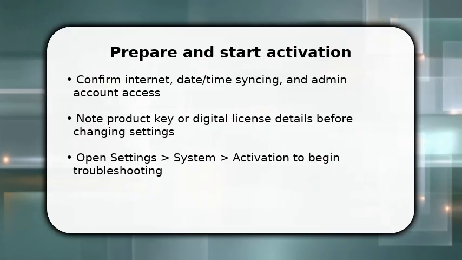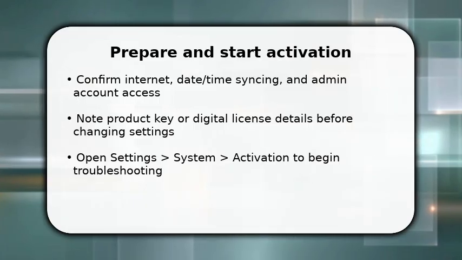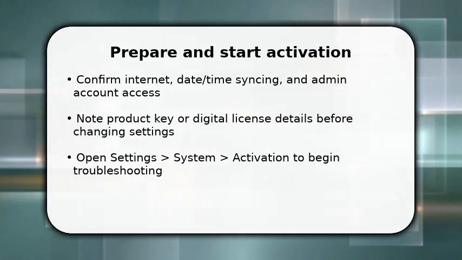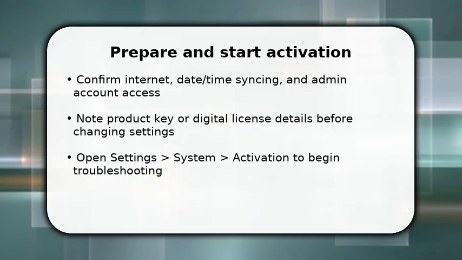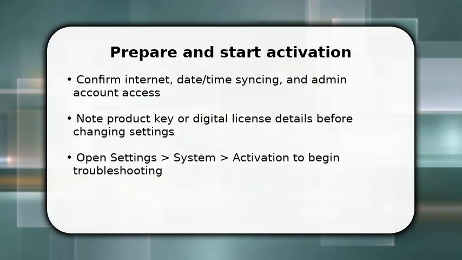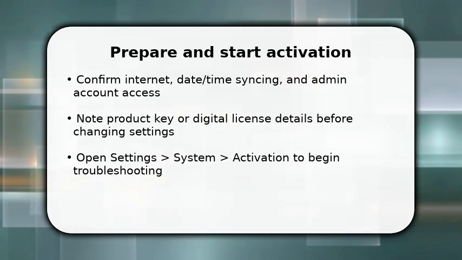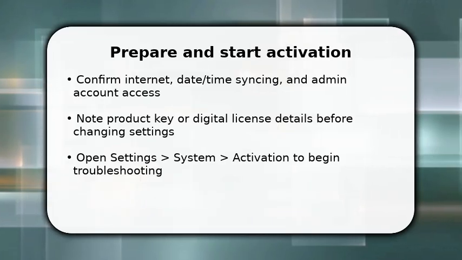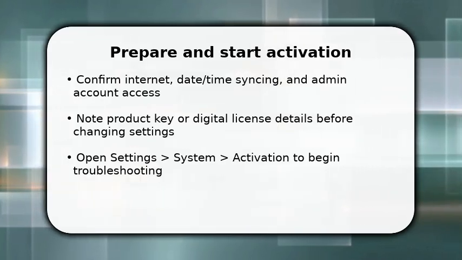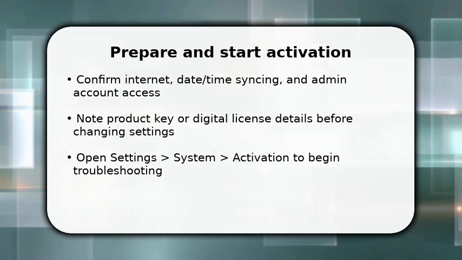You start by confirming essentials: internet, correct date/time, and an admin account so changes can apply. Once you've noted your product key or digital license, open Settings, then System, then Activation. If the activation panel shows an error code, write it down. That code guides the next steps.